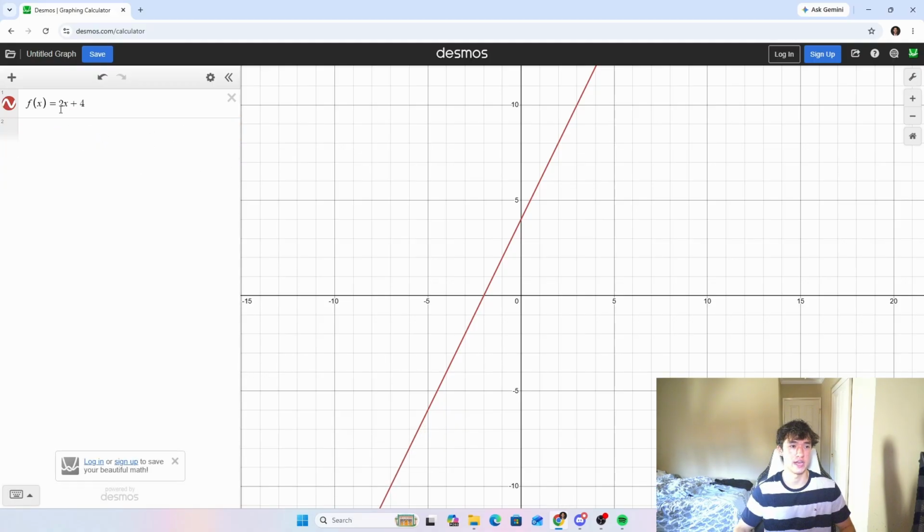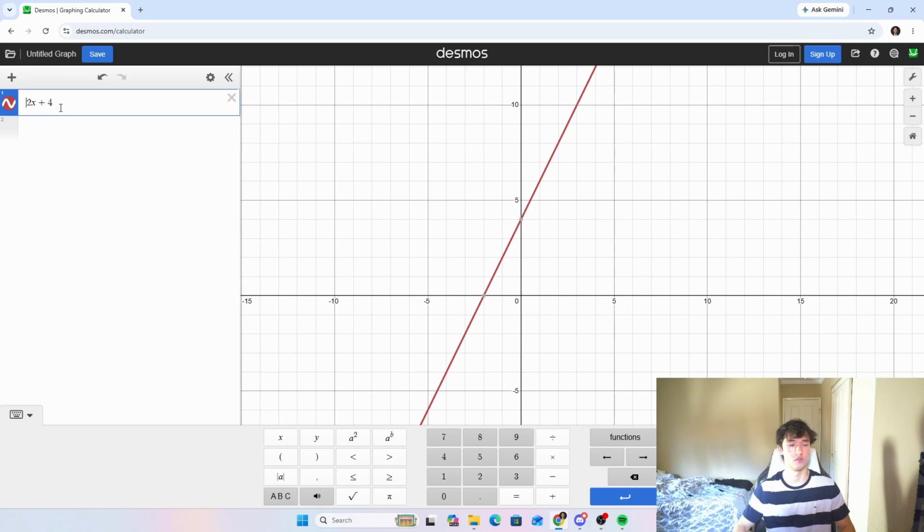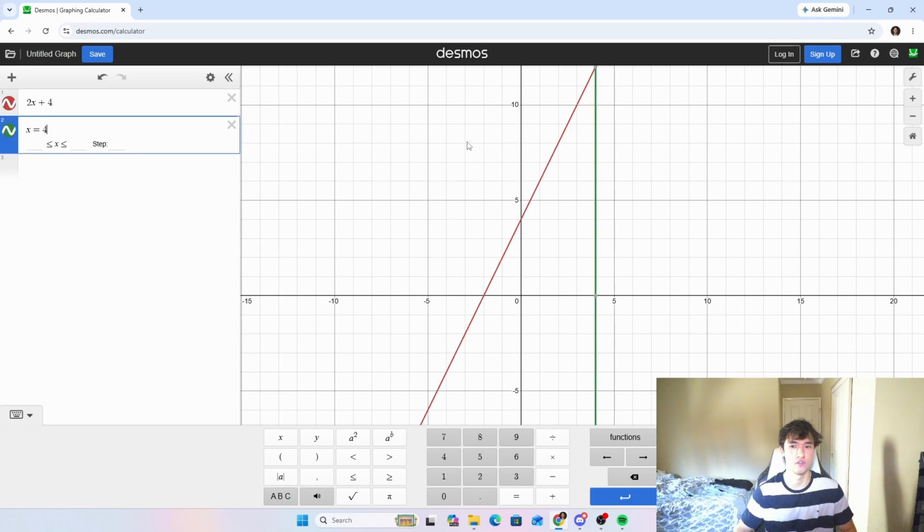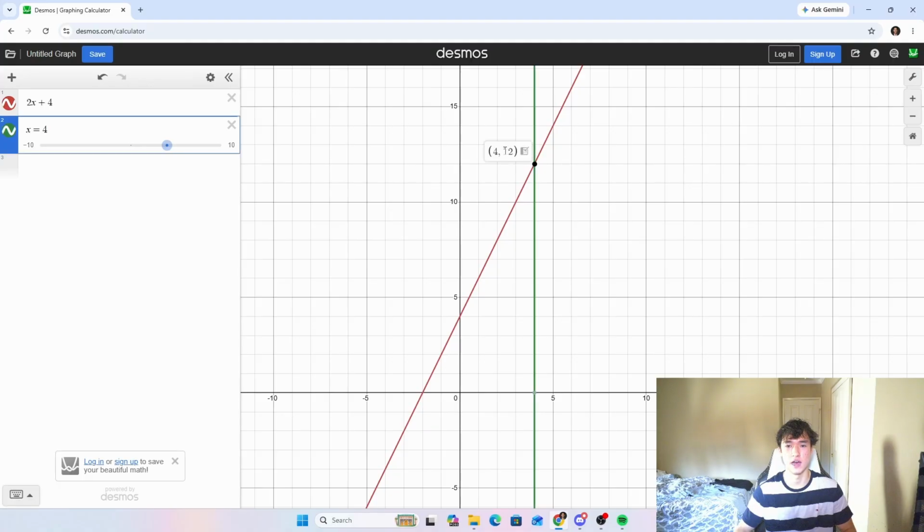Now, you technically don't really have to do this. You could just draw the graph, and then whatever your x is, so x is equal to 4, and then the intercept will have 12.